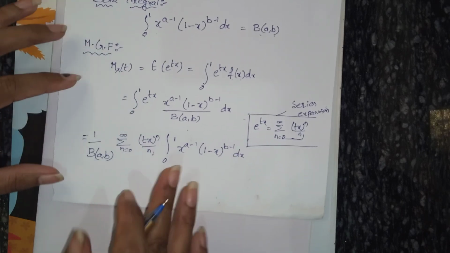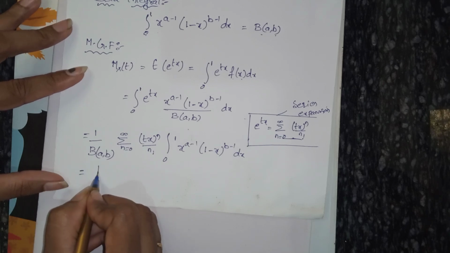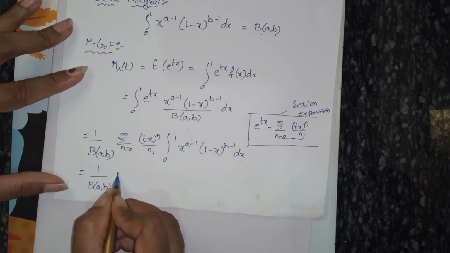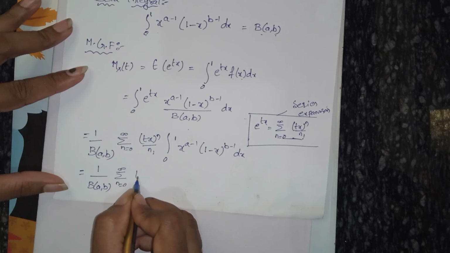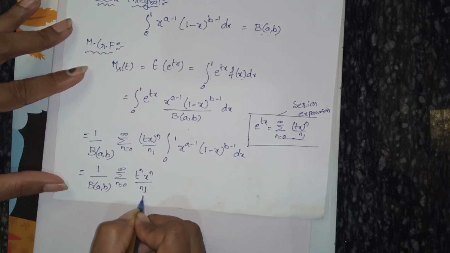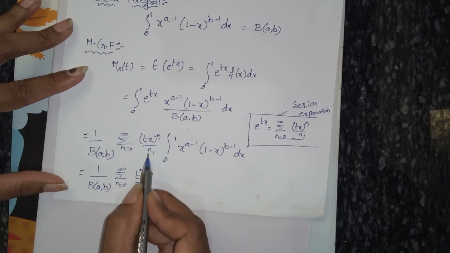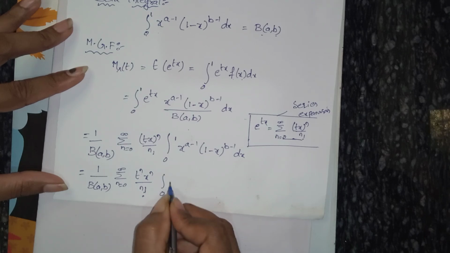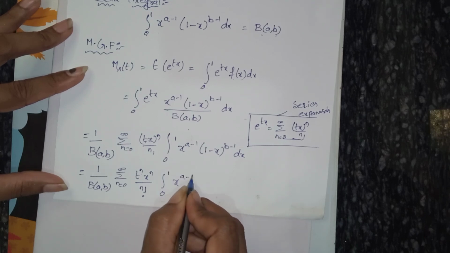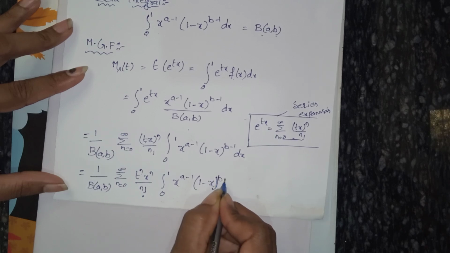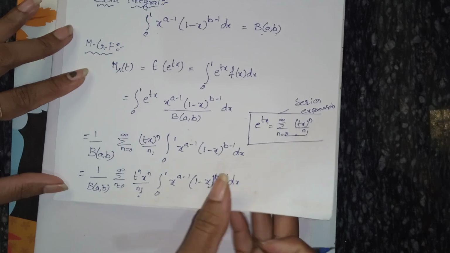Now what I am going to do is 1 by B(a,b) into the summation n equals 0 to infinity. This one I can write as t to the power n into x to the power n by n factorial. I split these two terms, t to the power n and x to the power n, into the integration from 0 to 1 of x to the power of a minus 1 into 1 minus x to the power of b minus 1 dx. Okay, next what can I do?